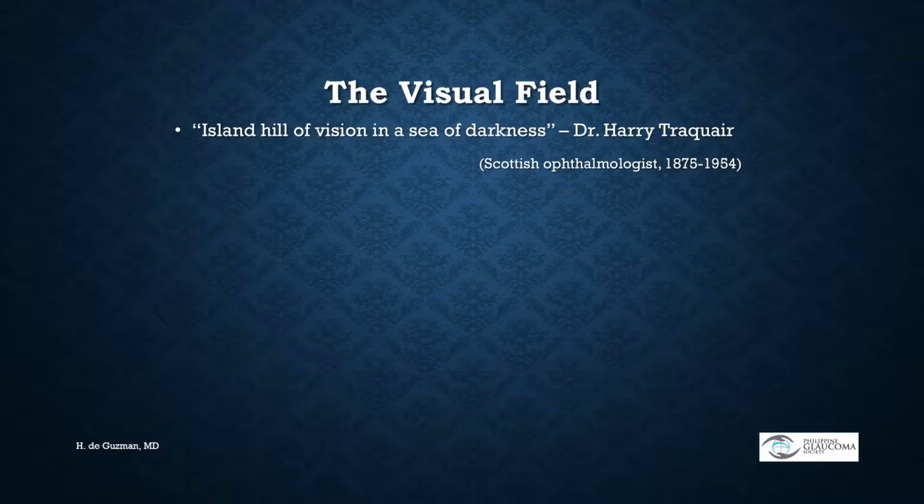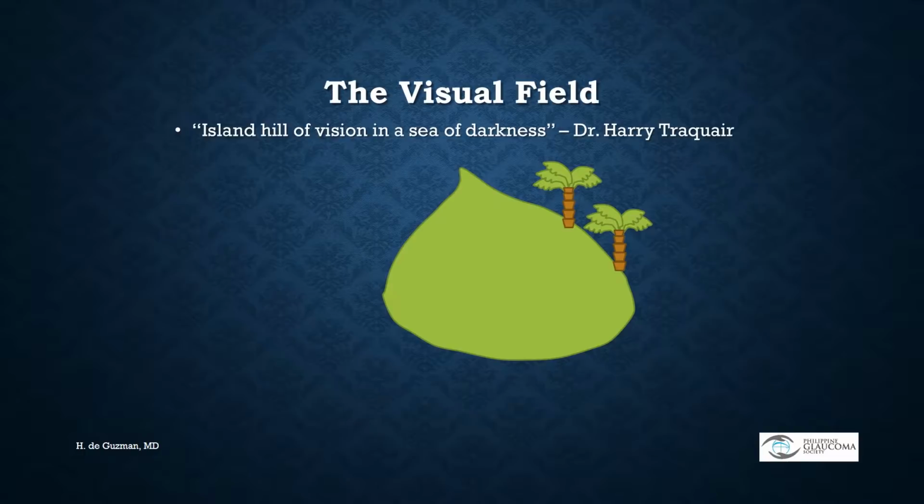The visual field has famously been described as an island hill of vision in a sea of darkness. So here's our island. It's tropical. The shape of our island is due to the differences in sensitivity of the different areas of our retina. So in geography, we would talk about elevation, but when it comes to the visual field or perimetry, we talk about different areas of different sensitivities.